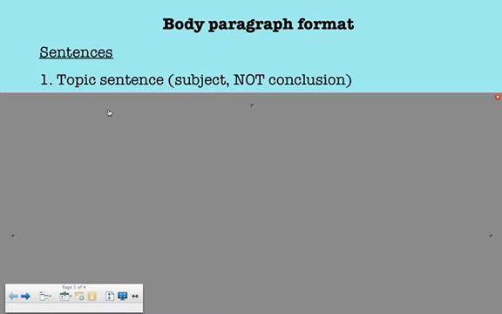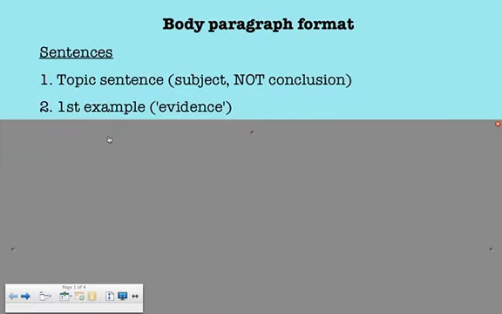First, you'll always start with a topic sentence, and this is where you explain the subject. You don't tell any bit about your conclusion about the topic. Simply let people know what this paragraph is going to be about, and then stick to that while you're writing.